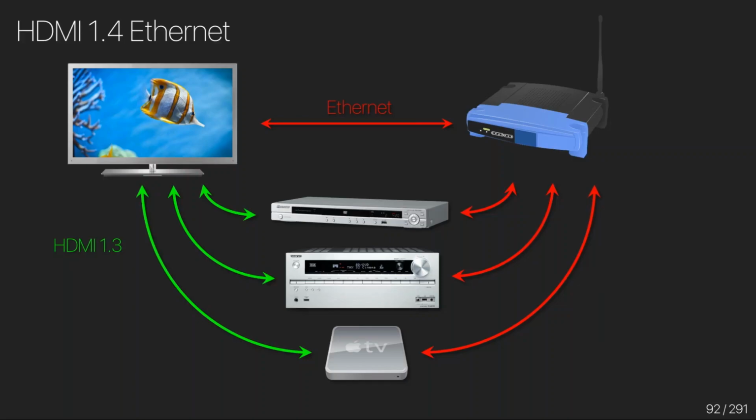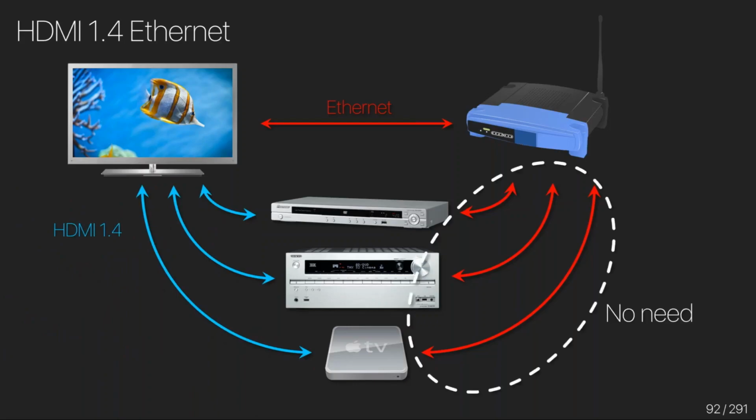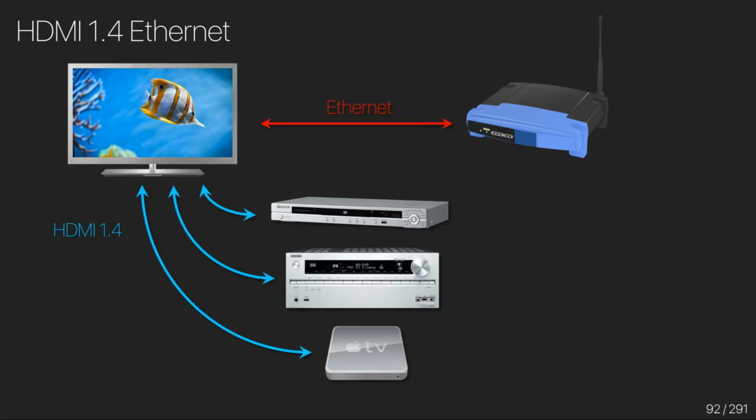Previously, you had to connect all of your devices to the network to get the benefit of having them online. Now, with cables that have an Ethernet channel in them, we only need to connect this one device, and the display can act as a hub for the rest of the connected devices.